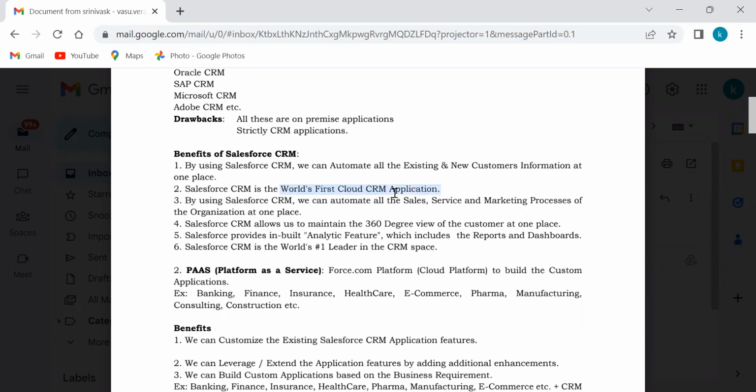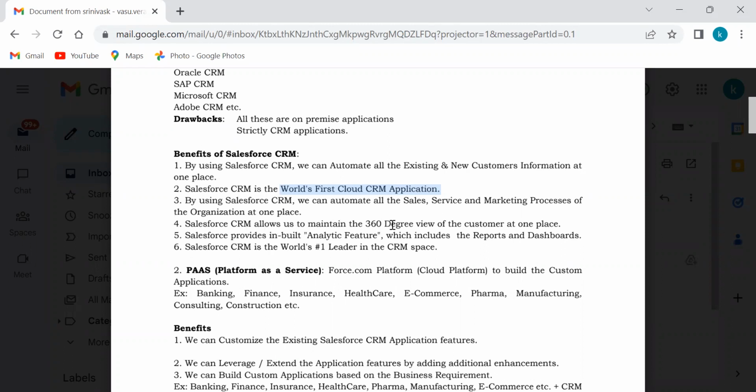And also, Salesforce CRM is the world's first cloud CRM application. Till now, we don't have any CRM application in the IT industry that was cloud-based. The first one is Salesforce. Salesforce is the world's first cloud-based CRM application. Before that, whatever CRM applications we have, all those are purely or strictly on-premise applications.